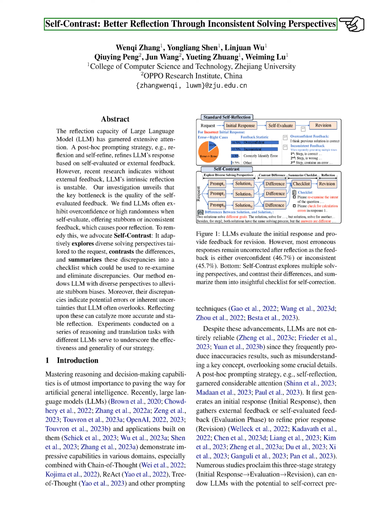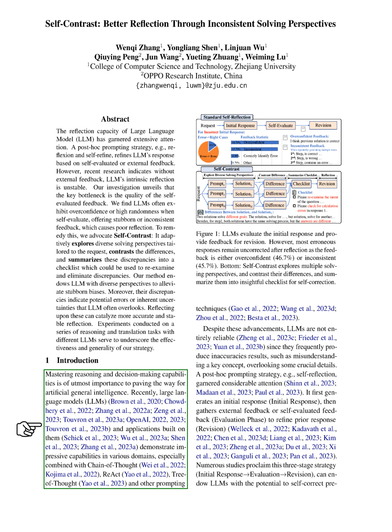Section. Introduction. We're here to discuss the importance of reasoning and decision-making skills in the development of artificial general intelligence. Large language models, LLMs, have shown impressive capabilities in various fields, especially when combined with techniques like chain of thought, ReACT, and tree of thought.